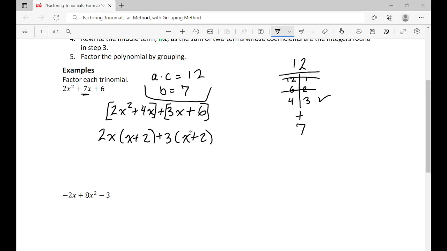Both have a common factor of x plus 2, so we'll factor that out, and the remaining factor of 2x plus 3. And here is the factored form of this trinomial.